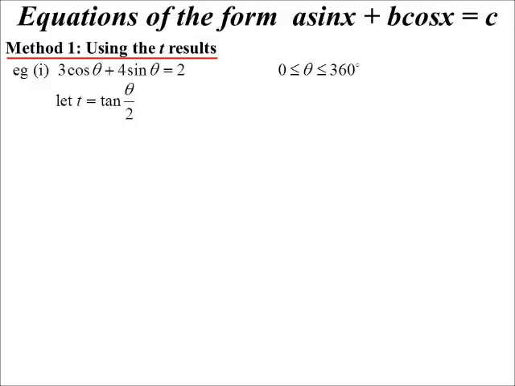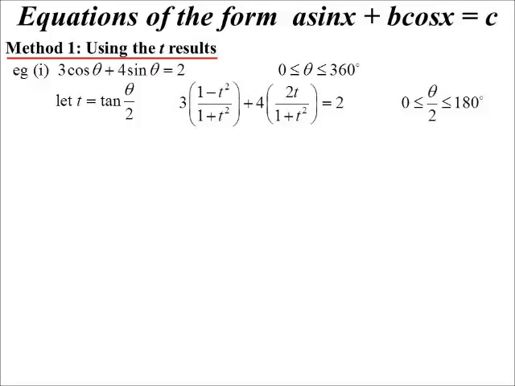Sub in the t result, so I'm going to let t equal tan theta on 2. Now, the denominator is 1 plus t squared in both sin and cos, which is convenient. So we'll multiply that out, and we get our quadratic result: 5t squared minus 8t minus 1. What is important is over here.